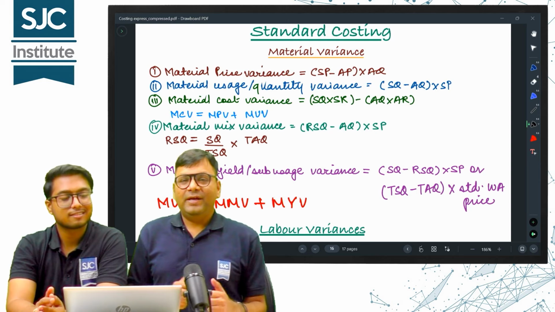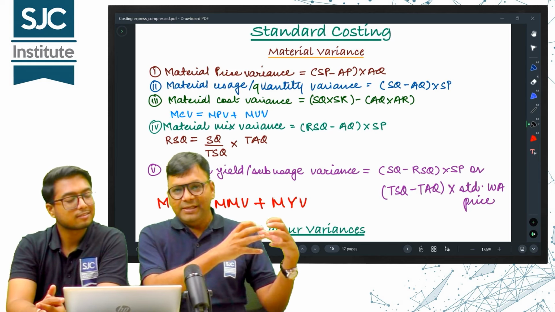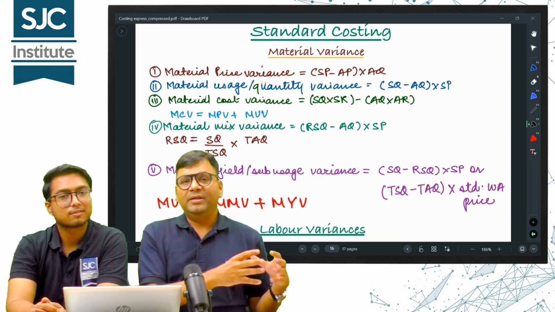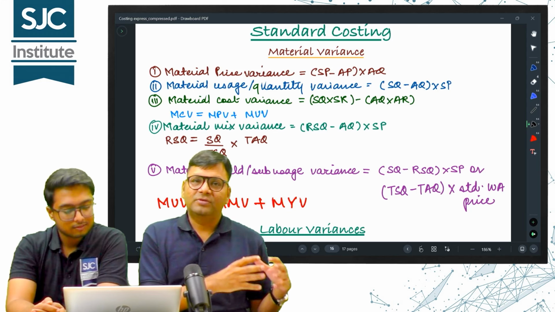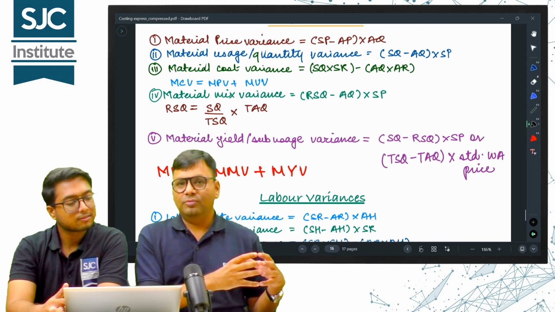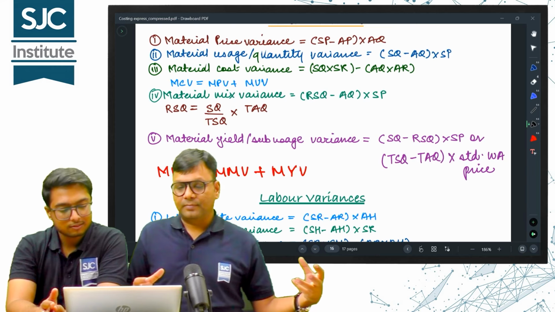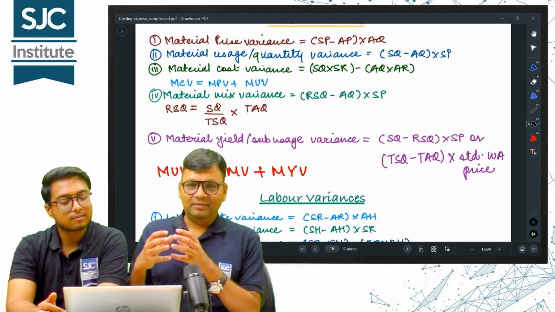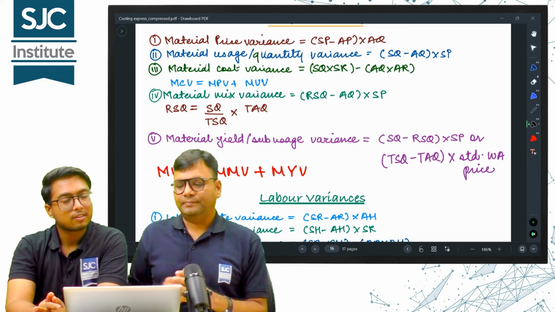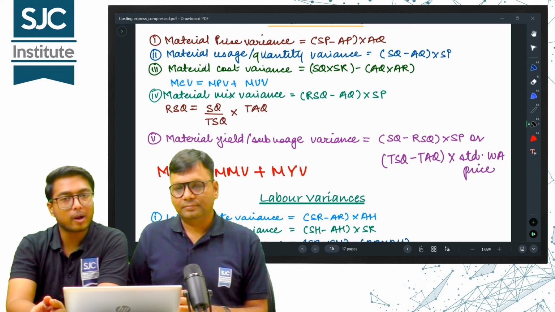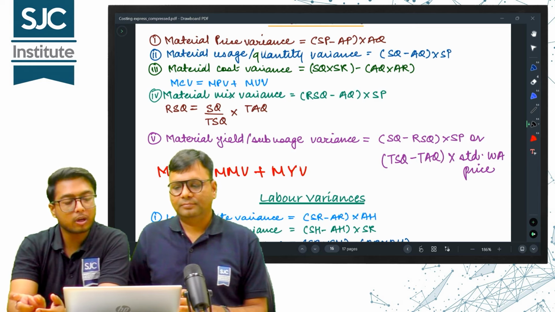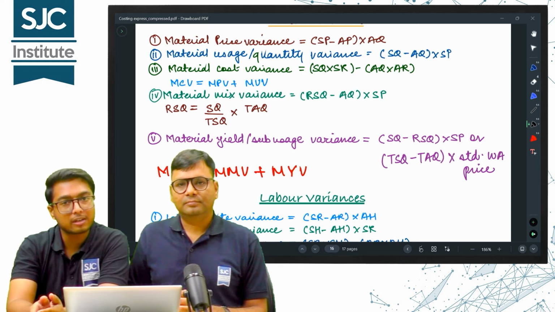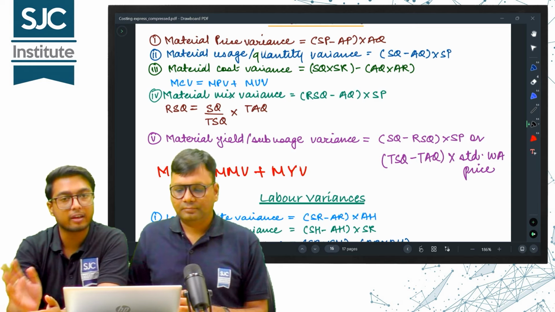The next two variances are coming from material usage variance, and those are computed only when the company is using multiple types of materials to produce its product. And what are those two? Material mix and material yield. Material yield is also called material sub-usage variance. So let's understand material mix variance: revised standard quantity minus actual quantity into standard price. Now how to compute the revised standard quantity? Its formula is standard quantity divided by total standard quantity into total actual quantity.